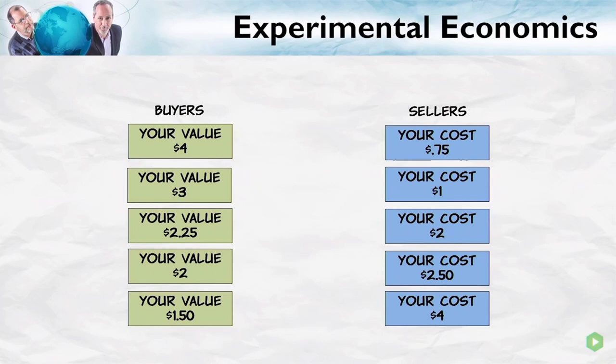If a buyer and a seller, say this buyer and this seller, agreed to make a trade at, let's say, a price of $1, then the seller would earn the price minus their cost. In this case, the seller would earn a profit of 25 cents. Similarly, the buyer would earn their value, $2.25 in this case, minus the price, $1, for a profit of $1.25.